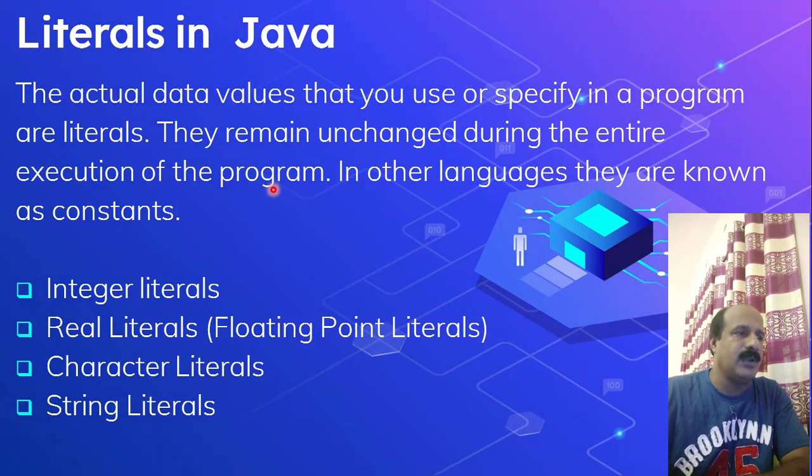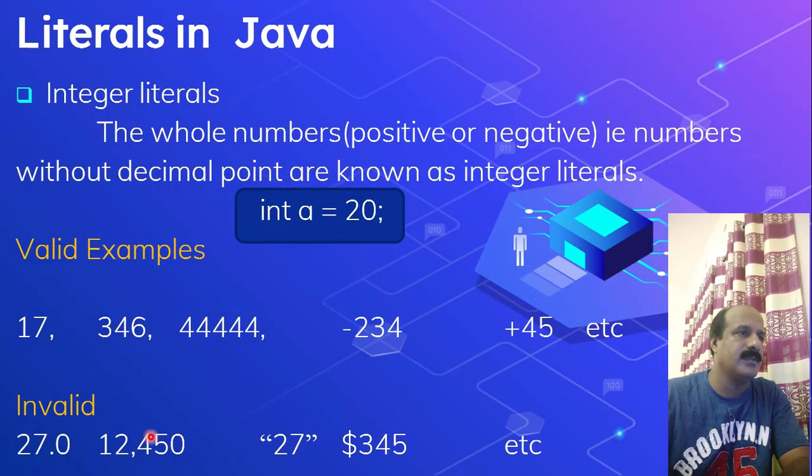In this session, we are going to discuss various types of literals: integer literals, real literals, also known as floating point literals, character literals, and string literals. First of all, we are going to discuss integer literals. The whole numbers, positive or negative, that means numbers without decimal points, are known as integer literals.